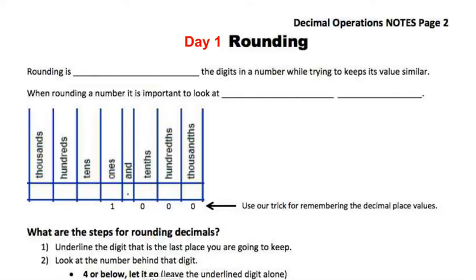Today we're starting our new unit on decimal operations, and today is the first day. So today we're going to talk about rounding. Rounding is reducing the digits in a number while trying to keep its value similar. When rounding a number, it is important to look at place value.